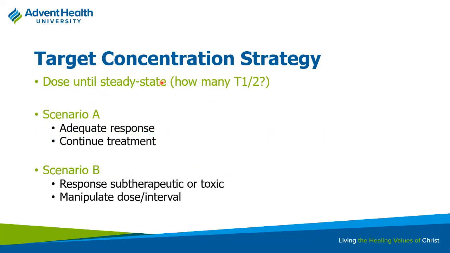Now, again, we said that it's going to be 4 to 5 half-lives until the drug is at steady state. What happens if, say, for instance, the nurse draws a level too soon?